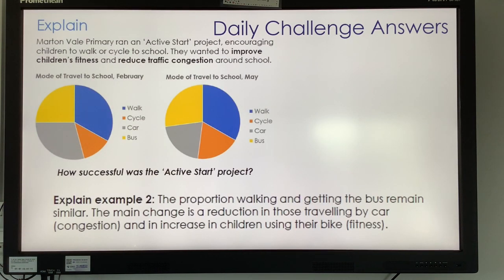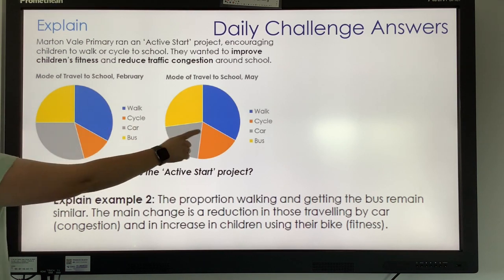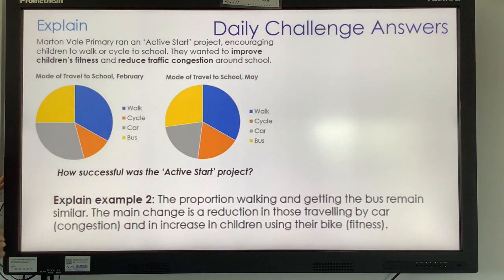Then, Moreton Vale Primary and its Active Start project. Now you can tell that it was successful because in February you had this amount of people walking. Now in May the segment has stayed the same, so they're still walking, which is good. You haven't put them off.